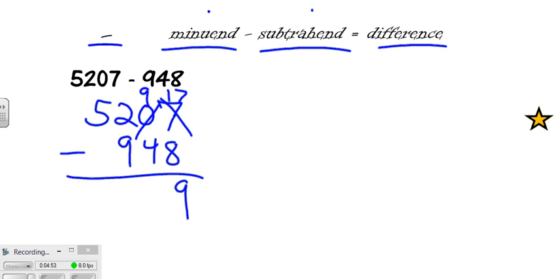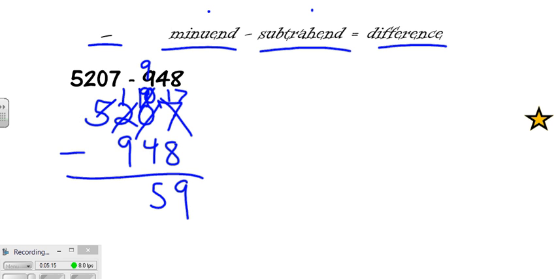I've got to borrow twice. I can't borrow from 0. This becomes a 1. This became a 10, which became a 9. 10, which then we borrowed from that 10 and it became a 9. And from here then we can do what I was doing, right? 17, 9, 9 minus 4 is 5.